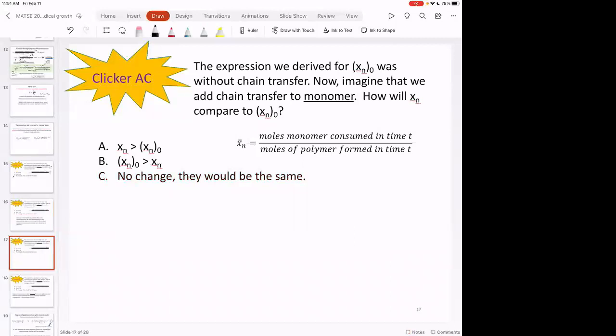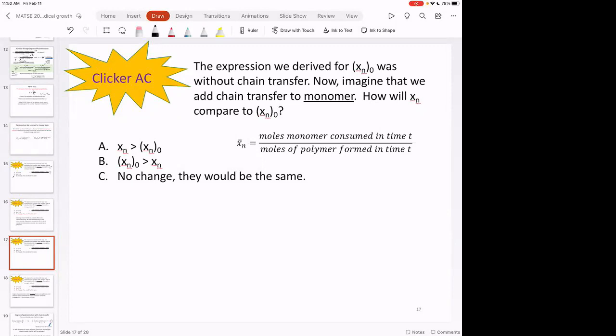All right, next clicker question. The expression we derived for Xn0 was without chain transfer. Now, what's going to happen if we add chain transfer to monomer? Chain transfer to monomer means that you take a growing chain end from a polymer, that radical that was sitting at the end of the polymer, and then you move it to the monomer. And so in that process, the polymer terminates and you start a new chain based on that monomer.